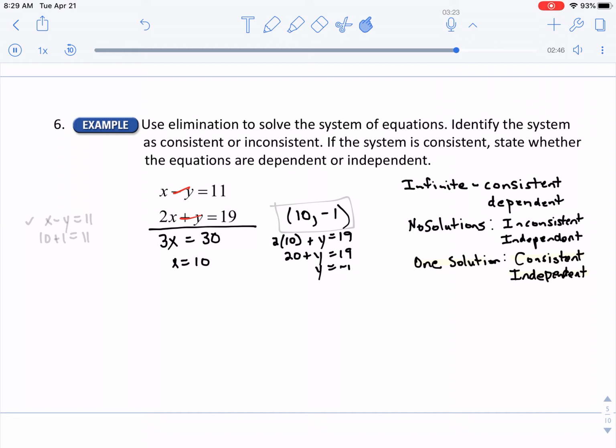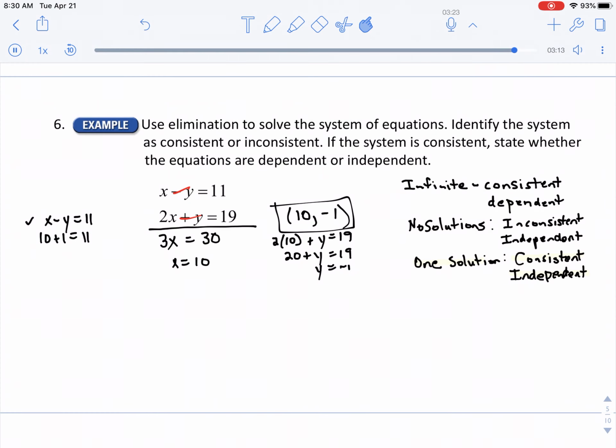Now, I would just check myself. So to do a check, I want to use the equation that I didn't get those numbers from. So I'm going to use the x minus y equals 11 equation and plug in my x and my y. So x is 10 minus y, which is minus a negative 1, which makes it plus 1, and that's supposed to equal 11, and it does. Therefore, I know this is the correct solution.